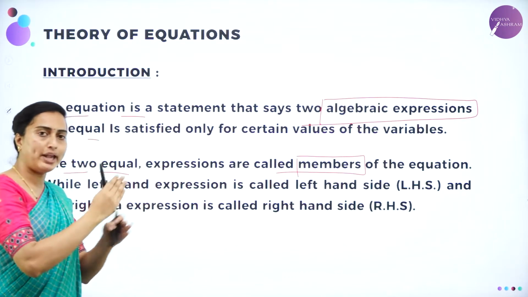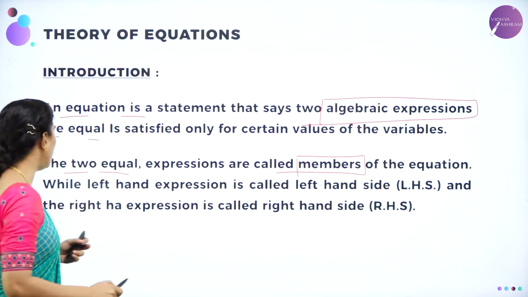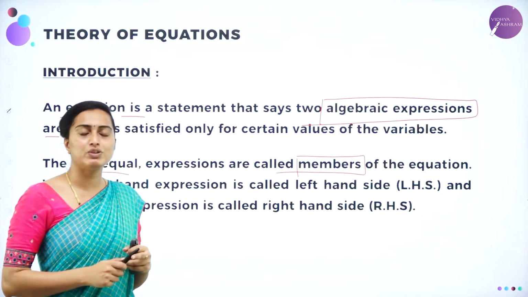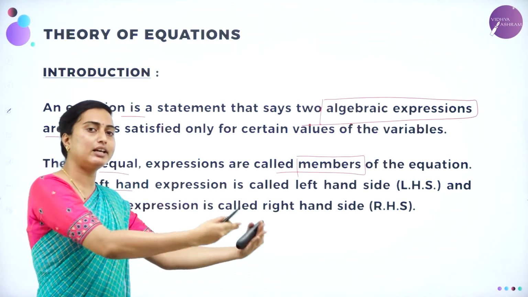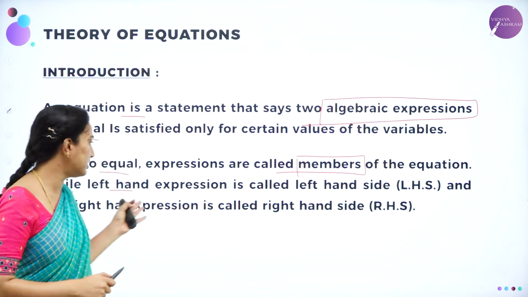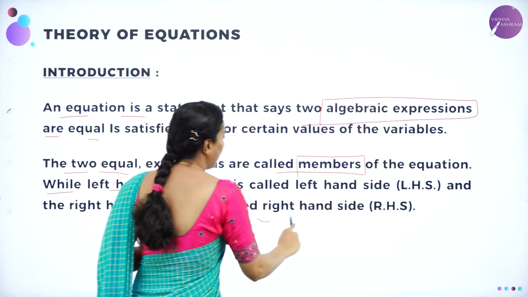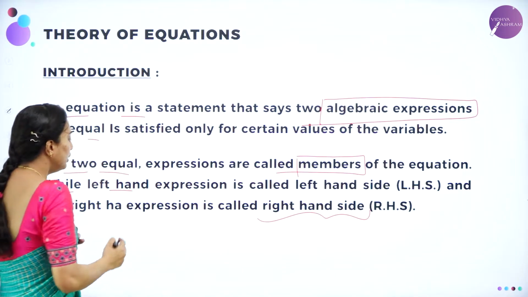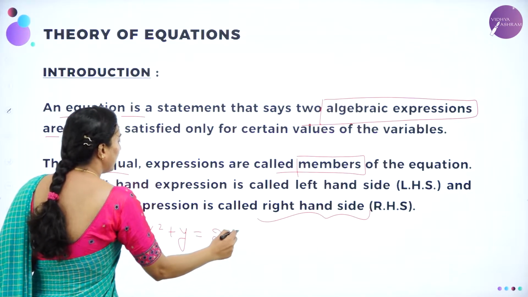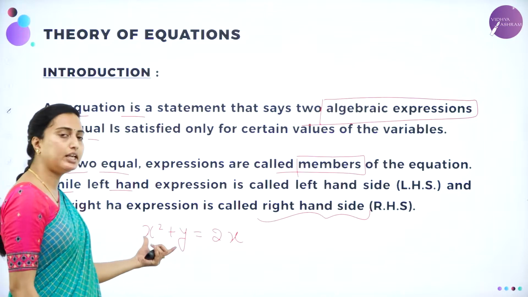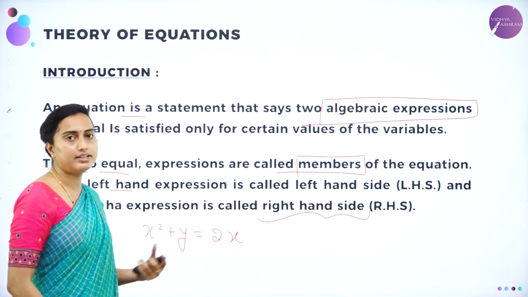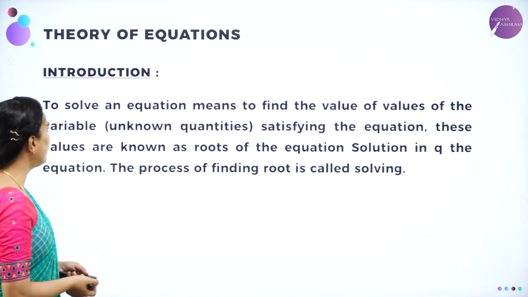The left-hand side expression is called the left-hand side equation, which is the LHS, and the right-hand side expression is known as the right-hand side equation, denoted by RHS. For example, you can have x squared plus y is equal to 2x. This is the left side, and this is the right side. Left-hand side, right-hand side. Got it? We'll move on to the next one.